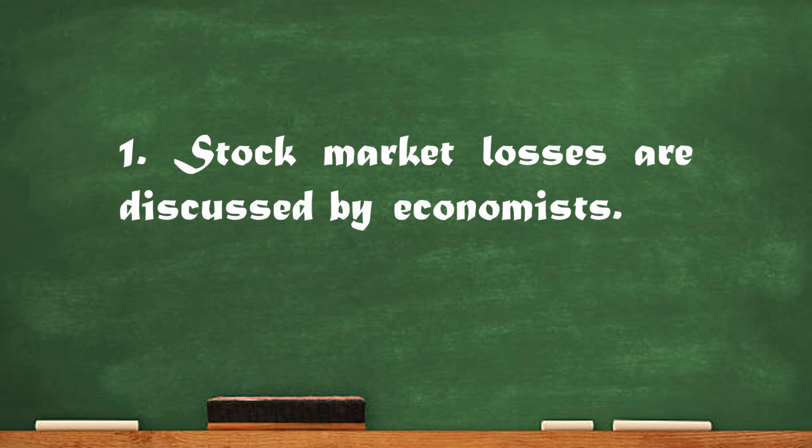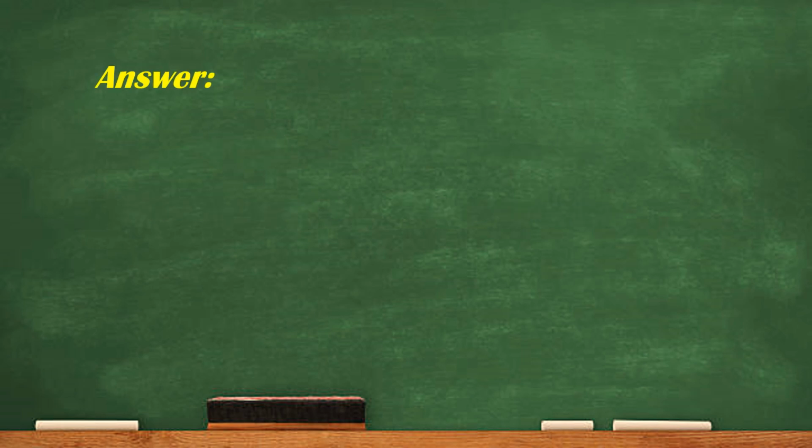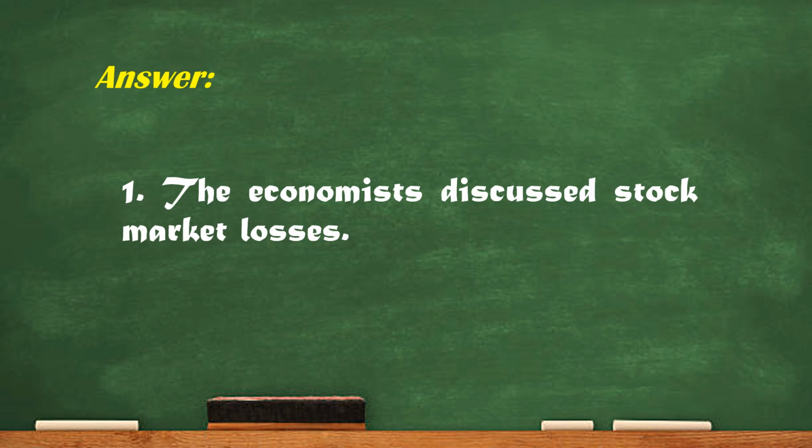Let's see if you get the right answer. You're amazing! Correct! The answer is, the economists discuss stock market losses. The agent or the receiver of the action, economists, now becomes the subject or the doer of the action discussed. Is everything clear now? Okay, you may now continue answering numbers 2 to 10.